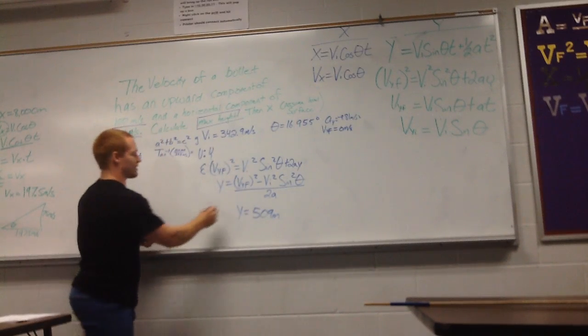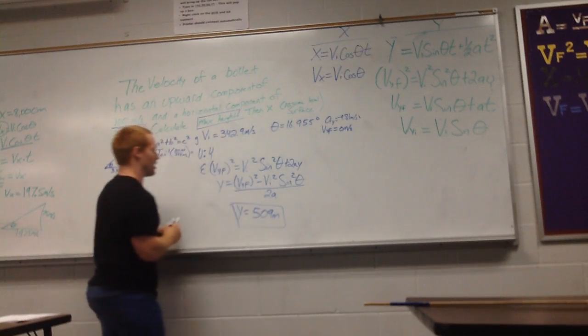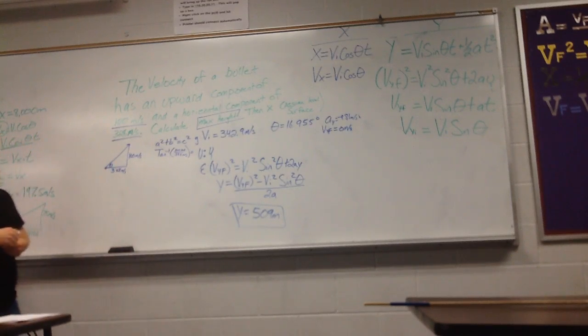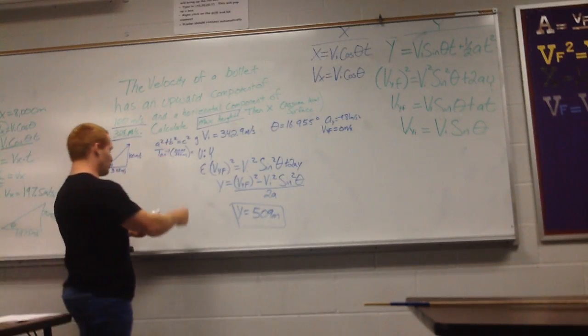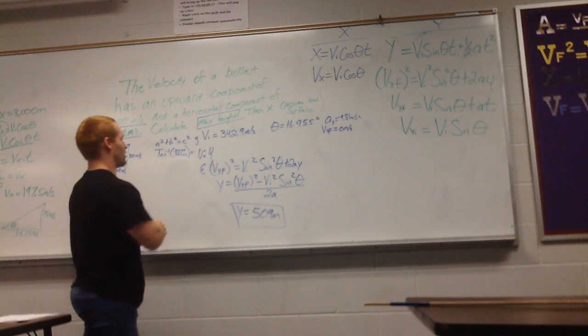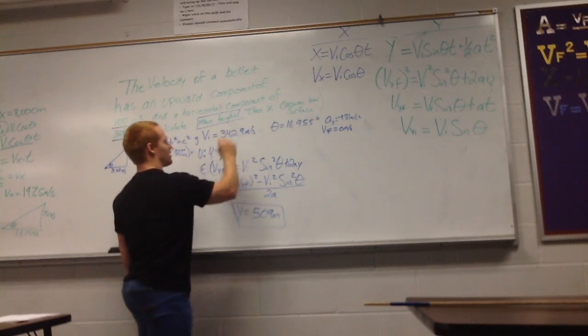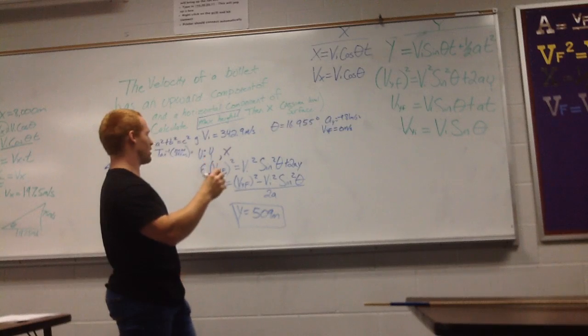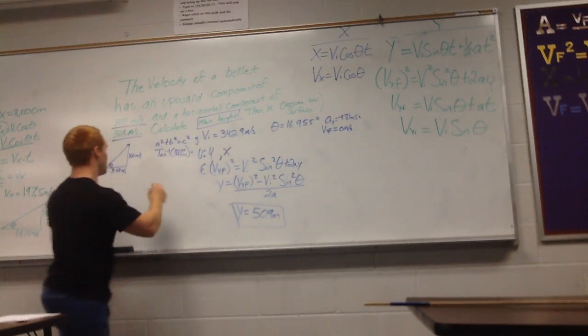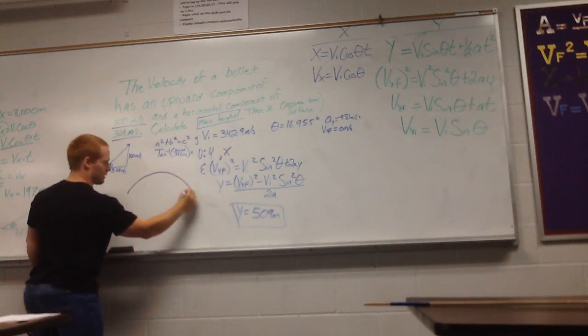Okay, so that is our max height. That's part A. So we are done. Part B, find x and assume it's a level surface. Okay, so it's telling us something. It's telling us to find x, but it's also telling us it's a level surface. What that means is that the path is going to look like this.